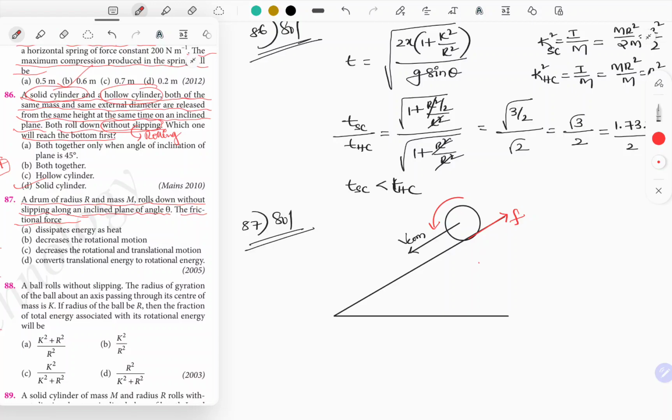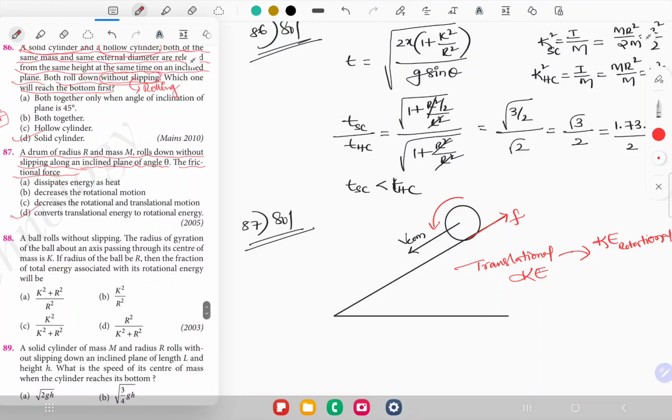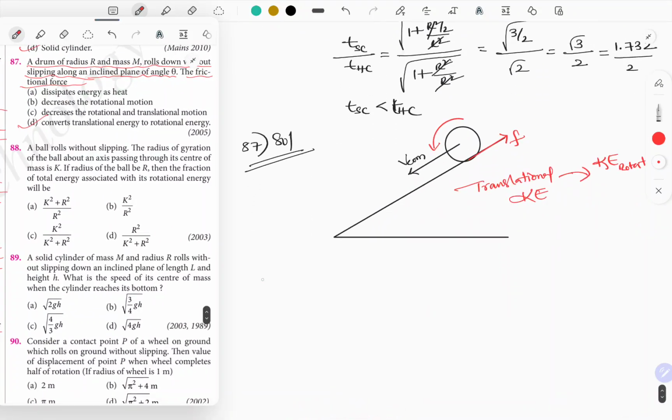That means some part of the translational kinetic energy is converted into rotational kinetic energy. So what is the reason? Because friction is acting in the opposite direction. If there is no friction, the object only slips down. Which option is correct? Option D is the correct answer. Next, question number 88.